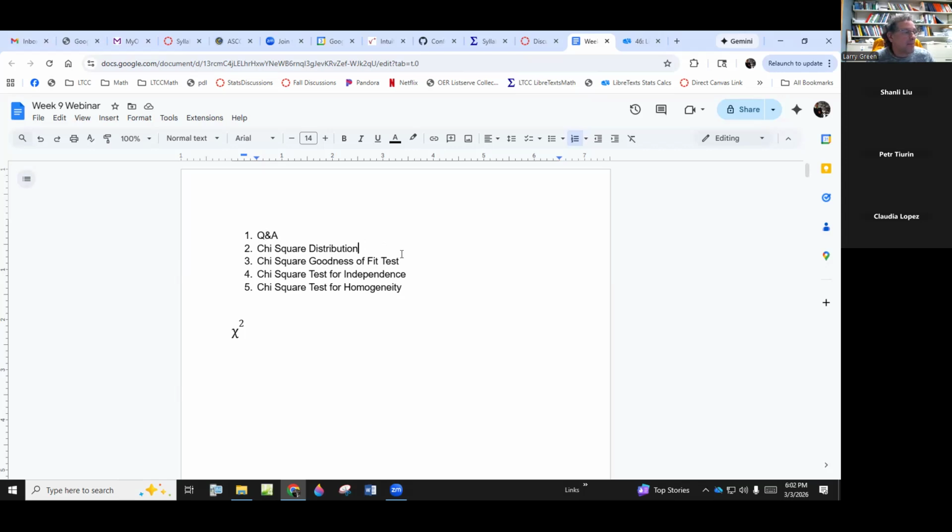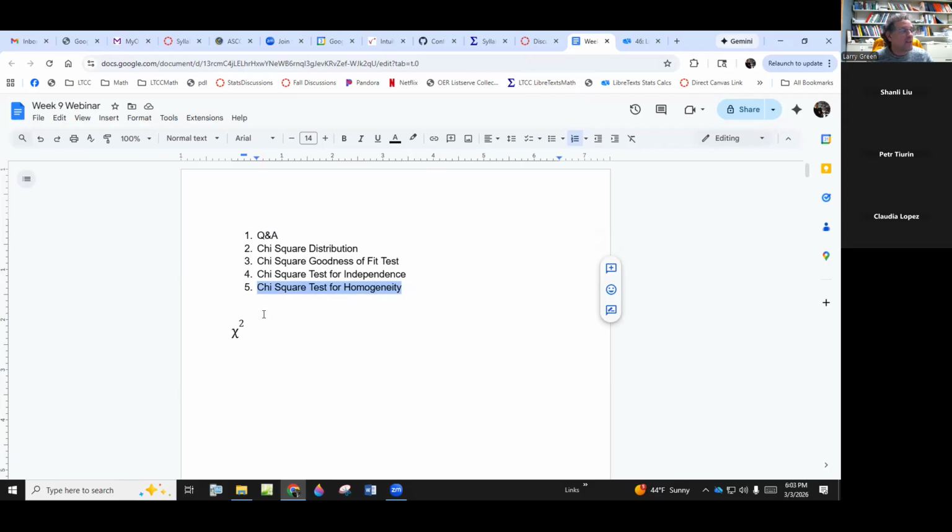Then we're going to look at the chi-squared goodness of fit test. That's one of the tests that use the chi-square distribution, and it's called goodness of fit. Then we'll look at the chi-squared test for independence. Again, are things independent or not? And we'll be able to use the chi-squared test for that. And then finally, the chi-squared test for homogeneity, and we'll see how that is. So we're going to have 3 different chi-square tests this time.